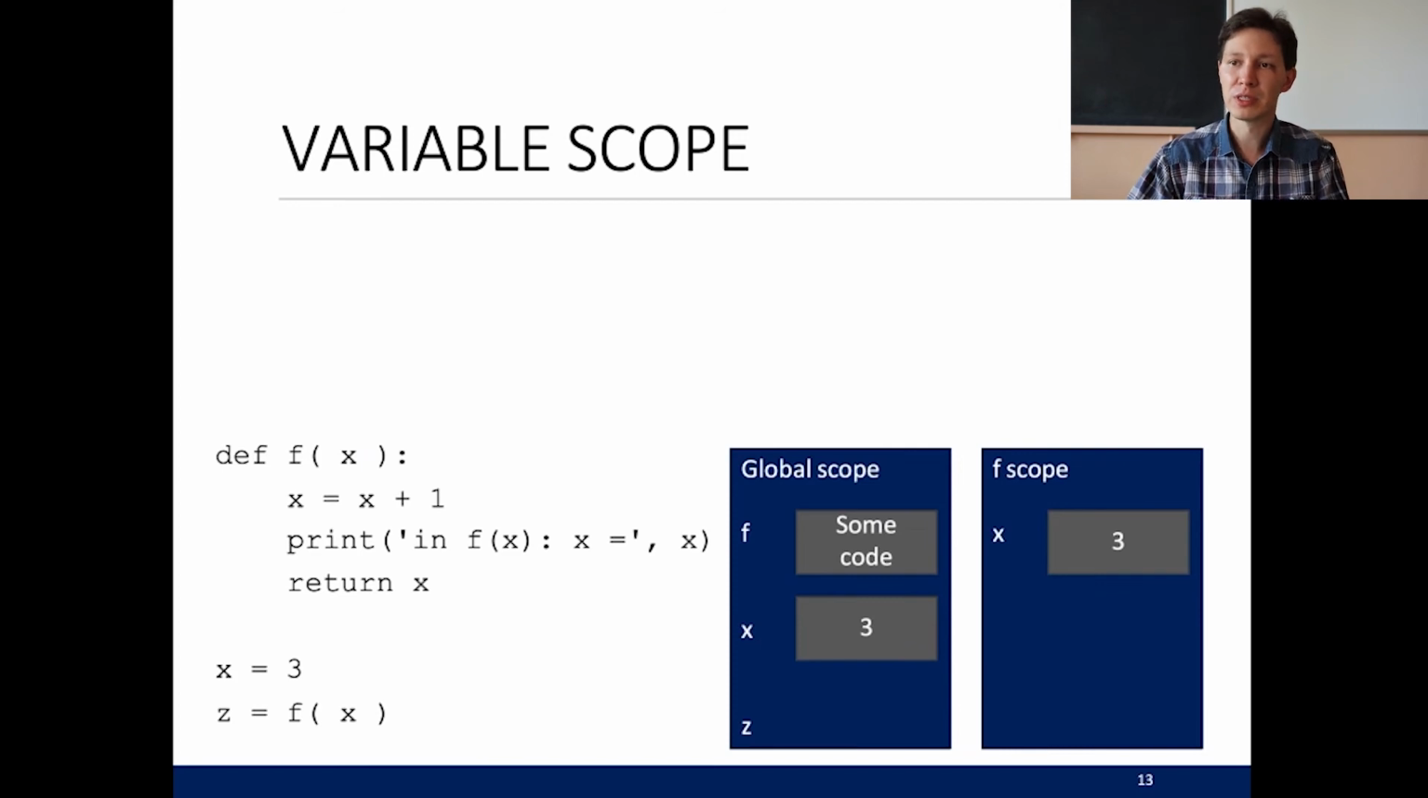Let's try a simple example of the function f accepting a formal param x, increasing its value by 1, printing some output and returning a new x value as the function result. When the function is called, we have two scopes existing in our program in parallel. First is the global scope, available all the time our script is running, and the second is our function scope, created when we call the function and available during function execution.